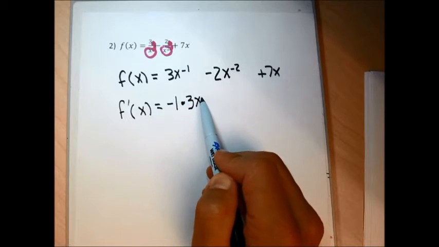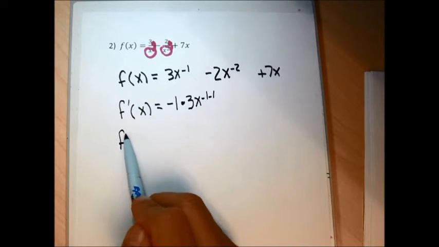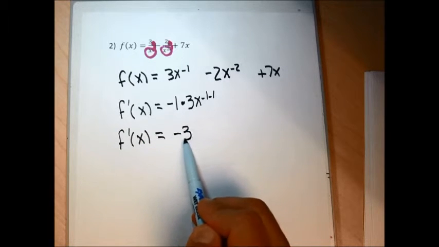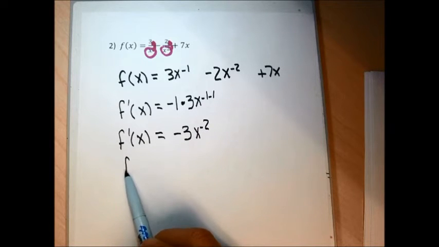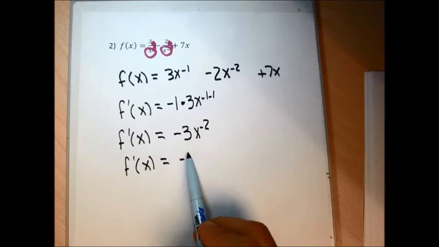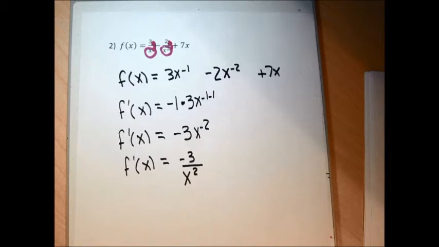And I'm going to lower the exponent by 1 and get a negative 2. So that first term has a derivative of negative 3x to the negative 2. The instructions said to only write your answer with positive exponents. And to make that negative 3x to the negative 2 have a positive exponent, I need to create a fraction and move the x down to the denominator, but not the negative 3.